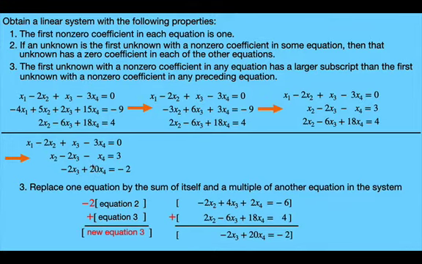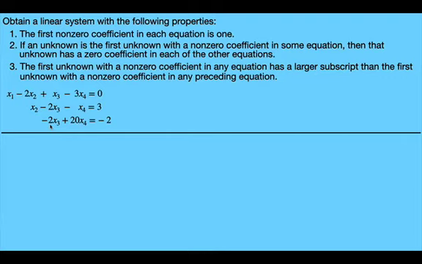Okay, so we said this new system satisfies the third property, but it still isn't the system that we want to obtain. It still doesn't satisfy the first two properties. To make it satisfy the first property, we need to make this coefficient for the x sub 3 term equal to 1. So we'll do that by multiplying every term of the third equation by -1/2. Then the coefficient for the x sub 3 term would be equal to 1. The coefficient for the x sub 4 term would equal -10, and the constant on the right-hand side would be equal to 1.